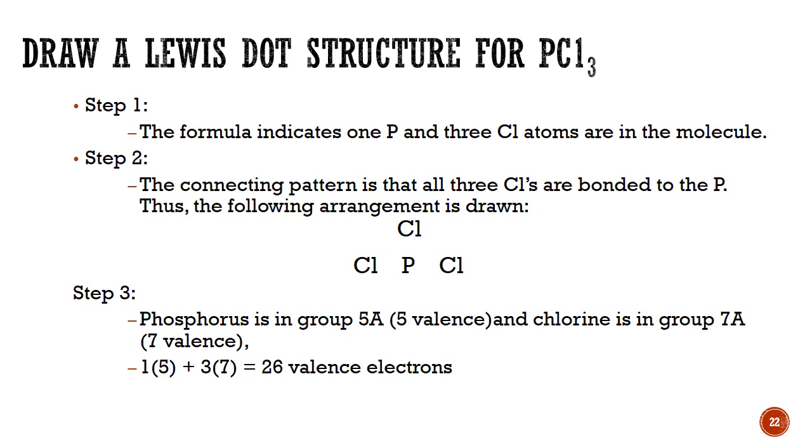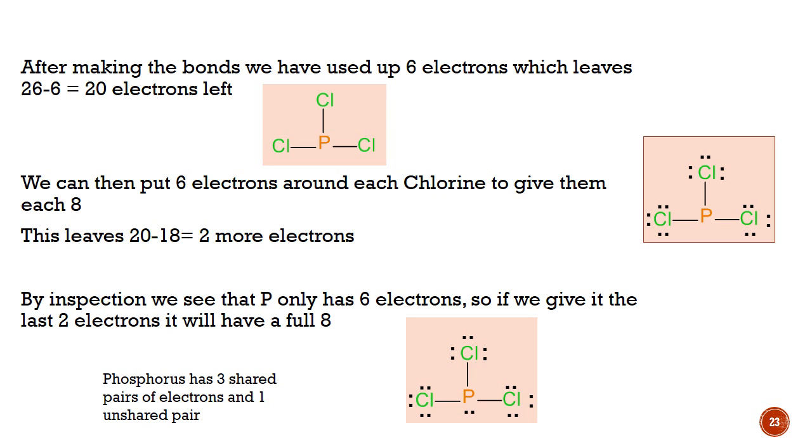So again, we're going to distribute those 26 electrons to try to make sure that all the elements, in this case, they all need to have 8 electrons. So the way that we start, again, is to make our bond between elements. So if I bond the phosphorus to each chlorine, I've used up 6 electrons. So I still have 20 electrons left.